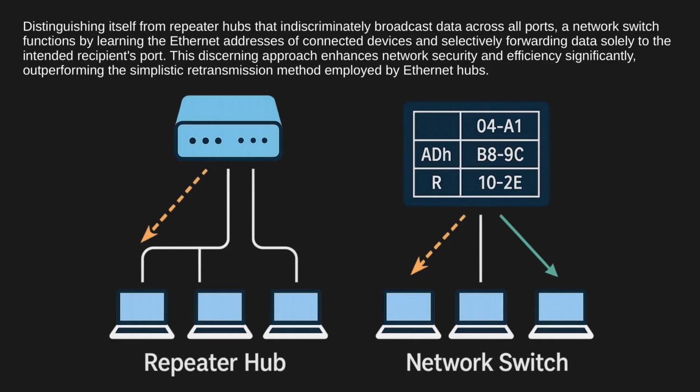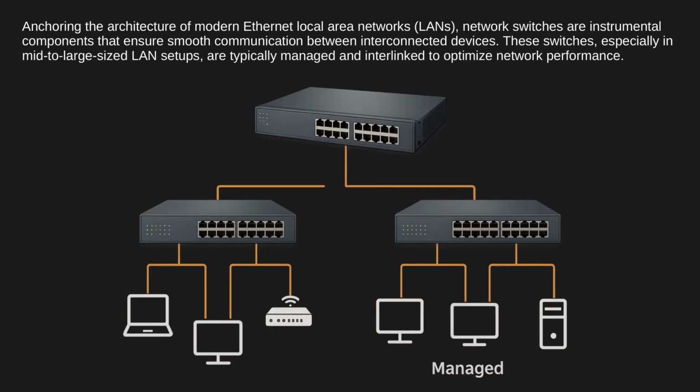Distinguishing itself from repeater hubs that indiscriminately broadcast data across all ports, a network switch functions by learning the Ethernet addresses of connected devices and selectively forwarding data solely to the intended recipient's port. This discerning approach enhances network security and efficiency significantly, outperforming the simplistic retransmission method employed by Ethernet hubs. Anchoring the architecture of modern Ethernet local area networks, LANs, network switches are instrumental components that ensure smooth communication between interconnected devices.